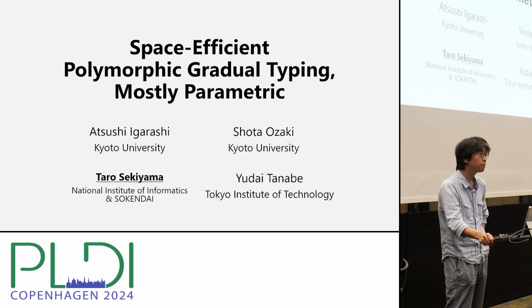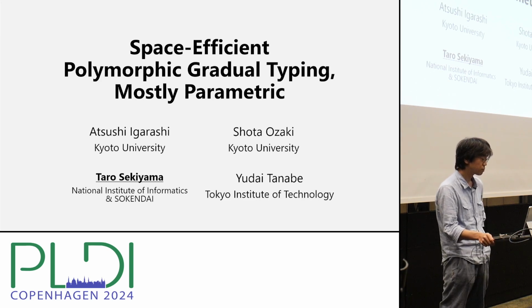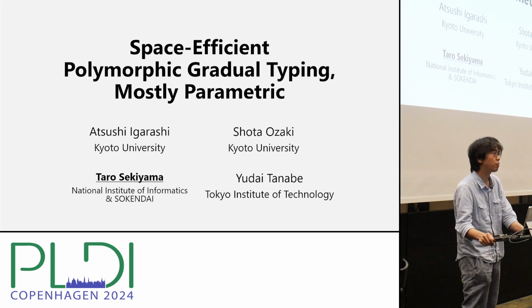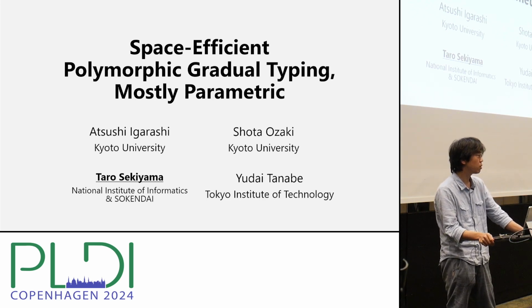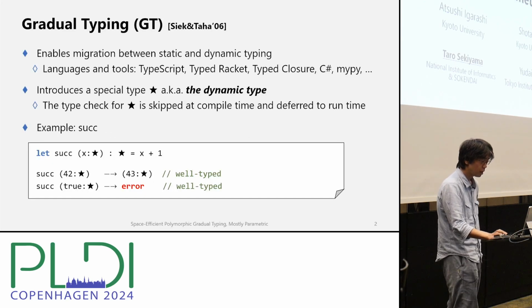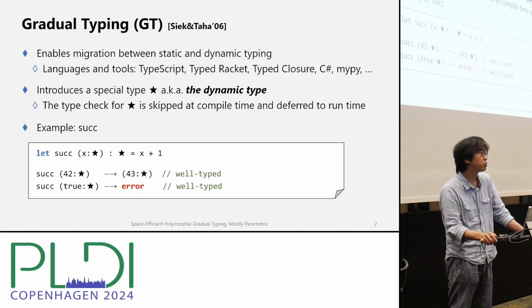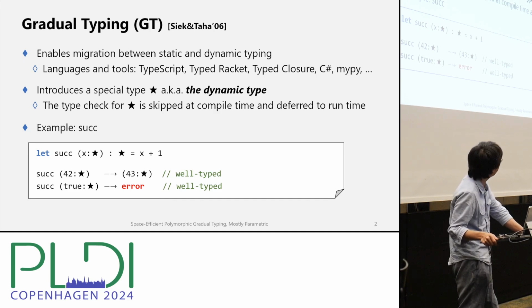I'm Taro Sekiyama. In this talk, I'm going to present that space-efficient implementation of polymorphic gradual typing is possible if the polymorphism is restricted to be mostly parametric. Okay, so first, let me briefly introduce what gradual typing is.